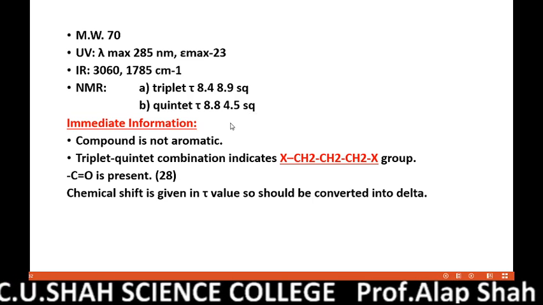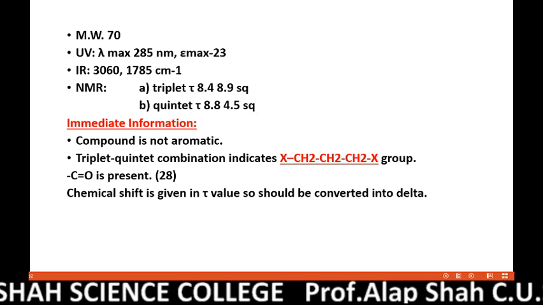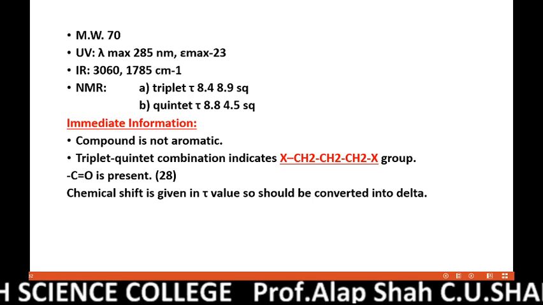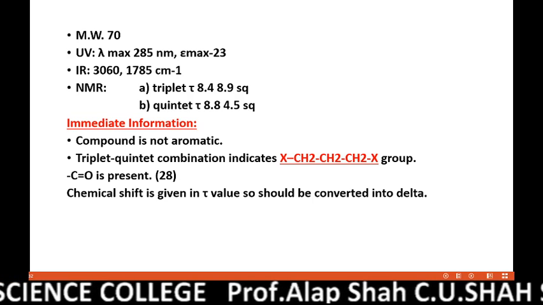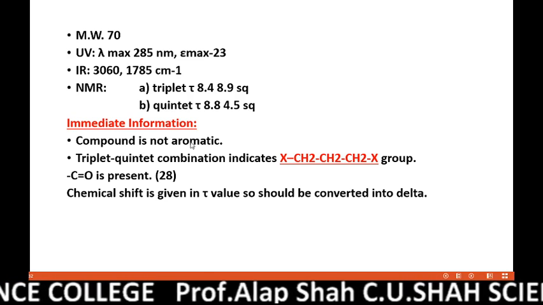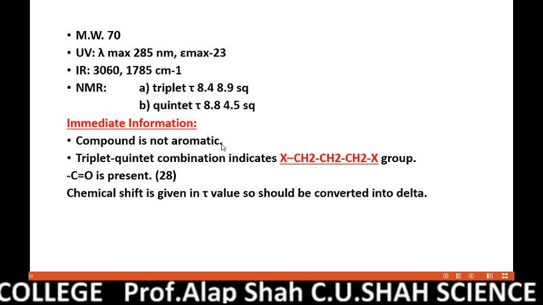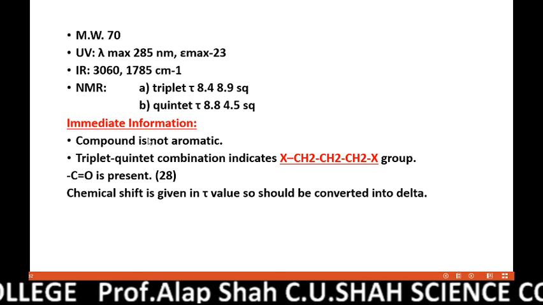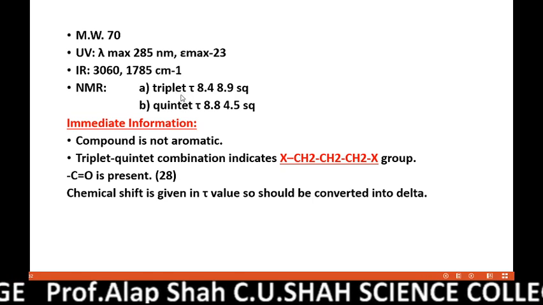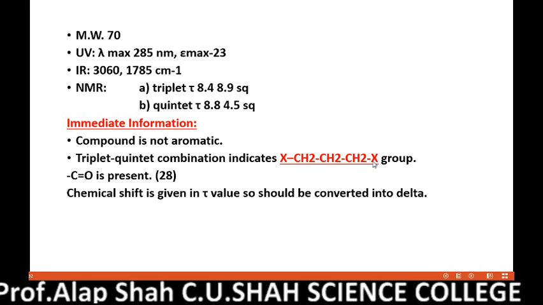So immediately, before we start solving the problem, we are getting this information. Molecular weight is 70, which is lesser than 75, 76, 77. So we can say that the compound is not aromatic, because mono substituted is 77, di substituted ring is 76. That's why. Very important: the triplet quintet combination in NMR is indicating an X CH2 CH2 CH2 X group.